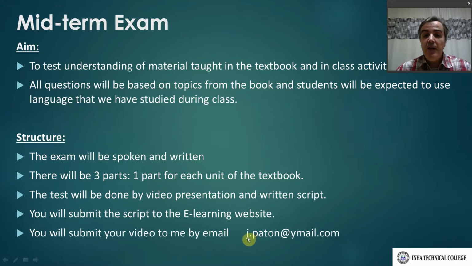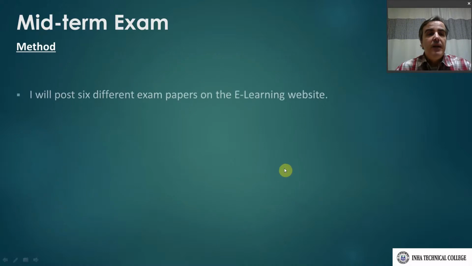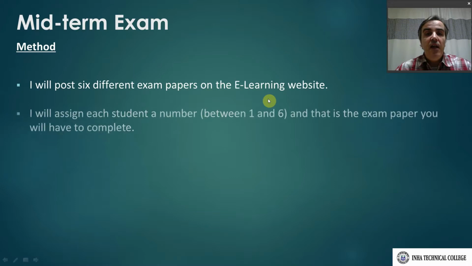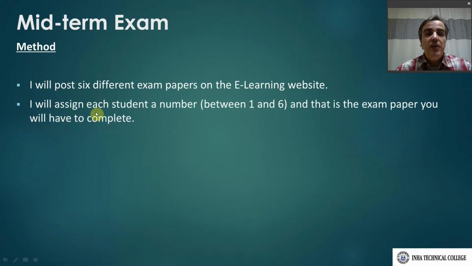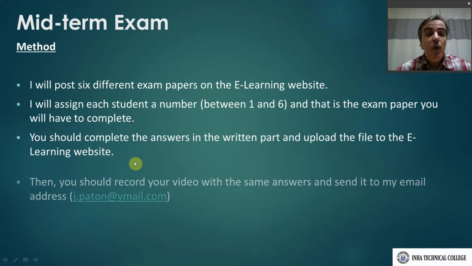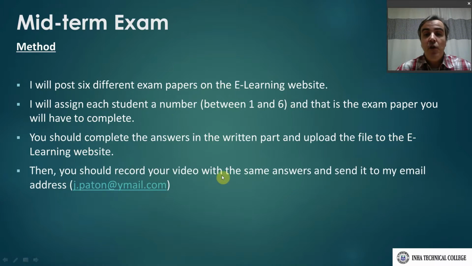Here is my email, j.payton@ymail.com. I will post 6 different exam papers on the e-learning website. I will assign each student a number between 1 and 6, and that is the exam paper you will have to complete. You should complete the answers in the written part and upload the file to the e-learning website. Then you should record the video with the same answers and send it to my email.